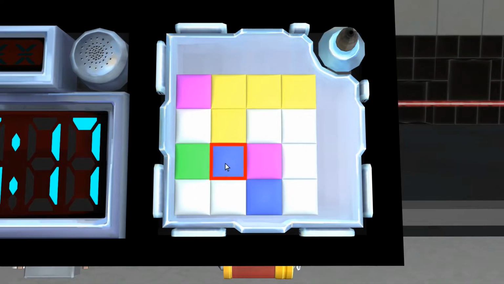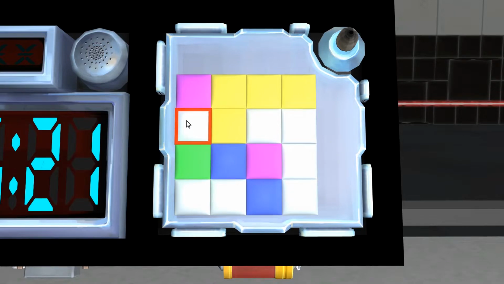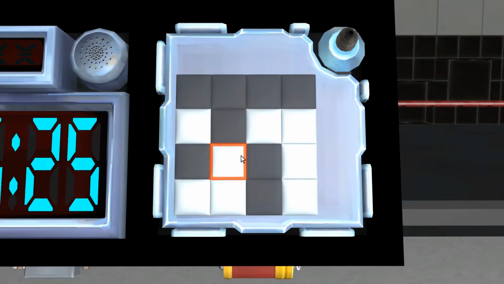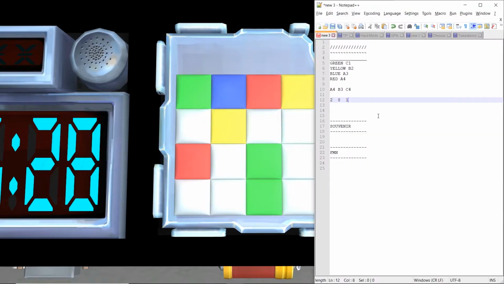But before I do, let's say the square that you land on is already white, you just apply it again, and you click the original square. I should mention that if you do strike, it does reset completely.